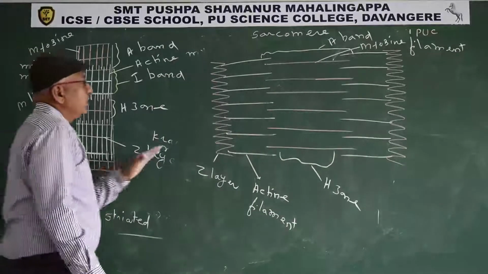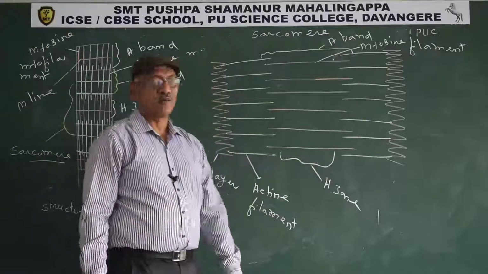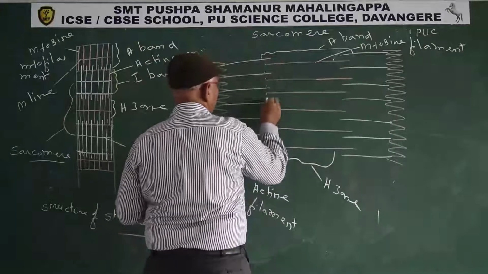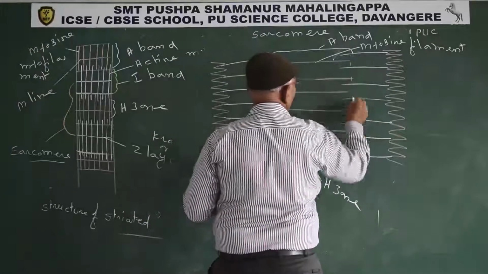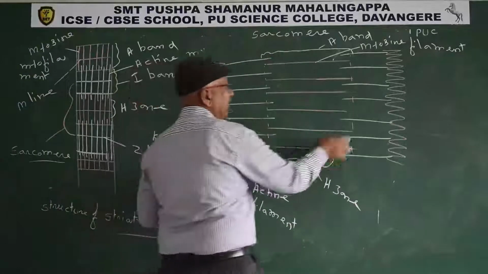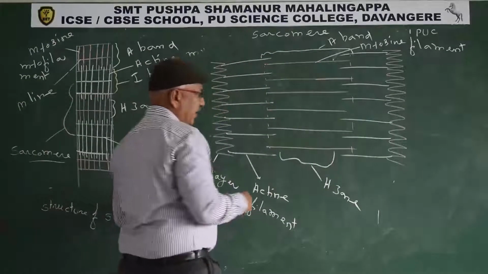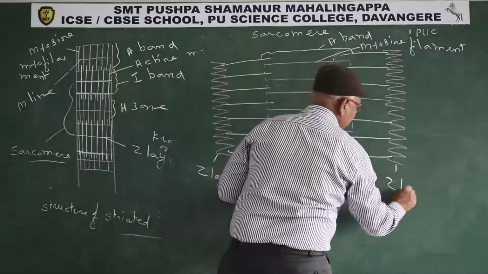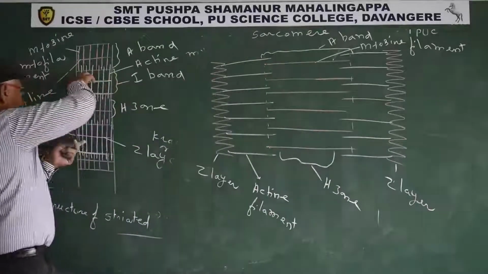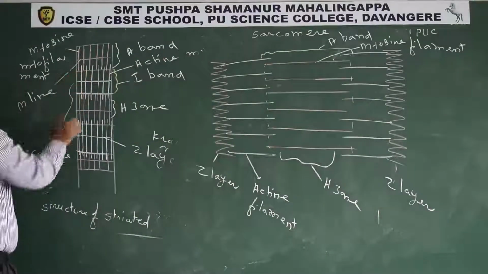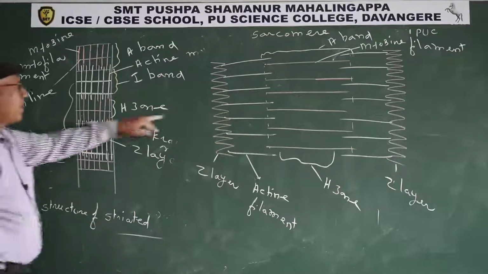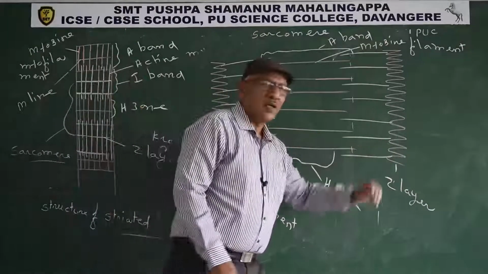Look on the board. It is a sarcomere. It is the A band. It is half of the A band, it is another half. It is Z layer. It is another Z layer. You already know the portion of the myofibril between two successive Z layers is known as sarcomere.